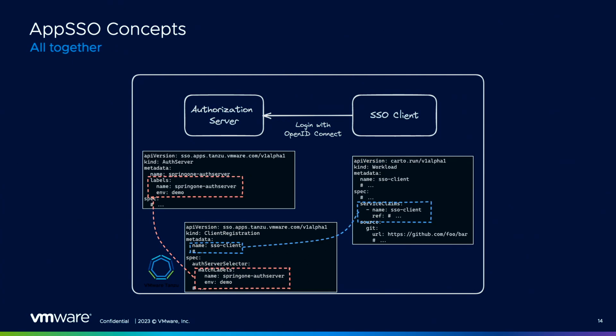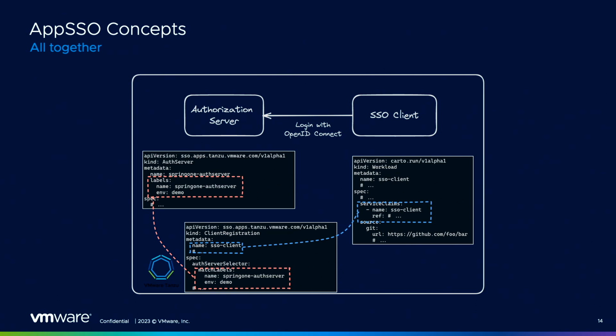The client registration references the auth server in case you have multiple auth servers running on your platform. You're going to say, well, this client needs tokens from that auth server. And then the workload claims the client registration, says, I am going to be using the client ID and client secret that are issued for this client registration.